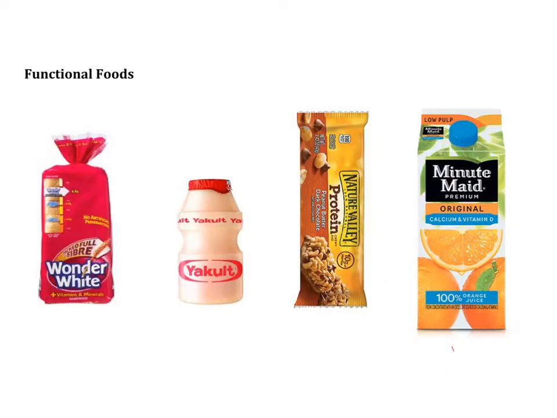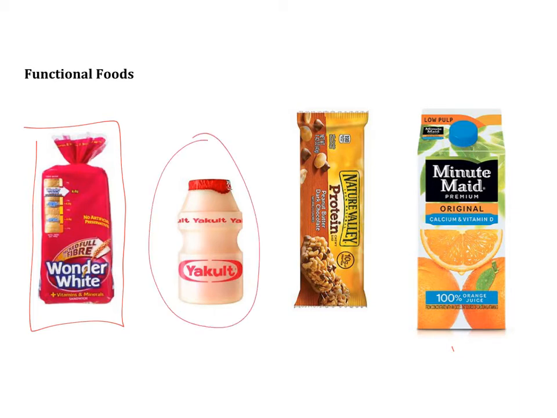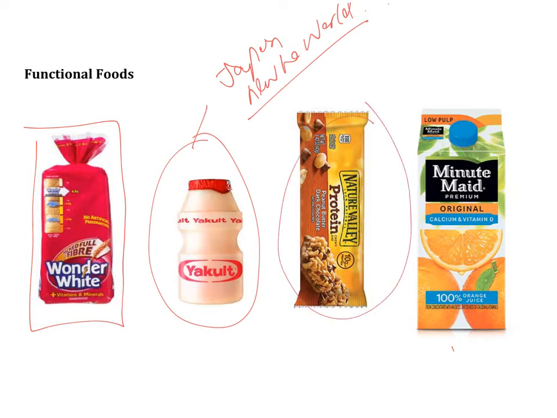So further to this, there are a range of other functional foods. You can see here the first example that I've spoken about, Wonder White high fiber bread. The second example, Yakult. This was developed in Japan. It was a new to world product and it has probiotic benefits. The third example is simply a muesli bar, but we can see here that it has been fortified with additional protein and there's 10 grams of protein per serve. Therefore, this is a functional food because it has more protein than a regular muesli bar in the same product category. And finally, this example of orange juice has been fortified with calcium and vitamin D. Therefore, it is also a functional food because it has more nutrition than regular orange juice.